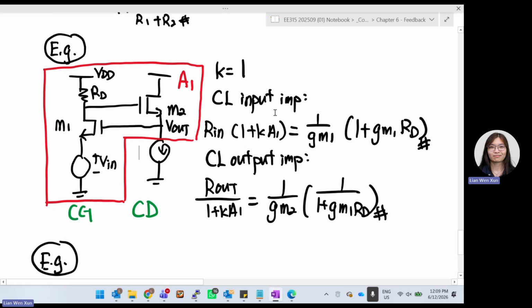For the closed loop output impedance, you already got your K, you already got your gain, and now we need to find what R out is. R out is this output. This output is looking at the source of your second transistor, so it will be 1 over Gm2.